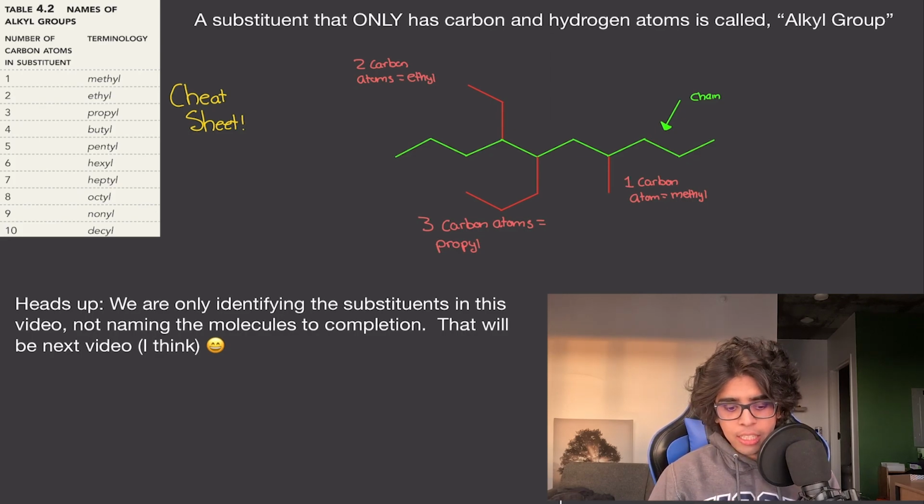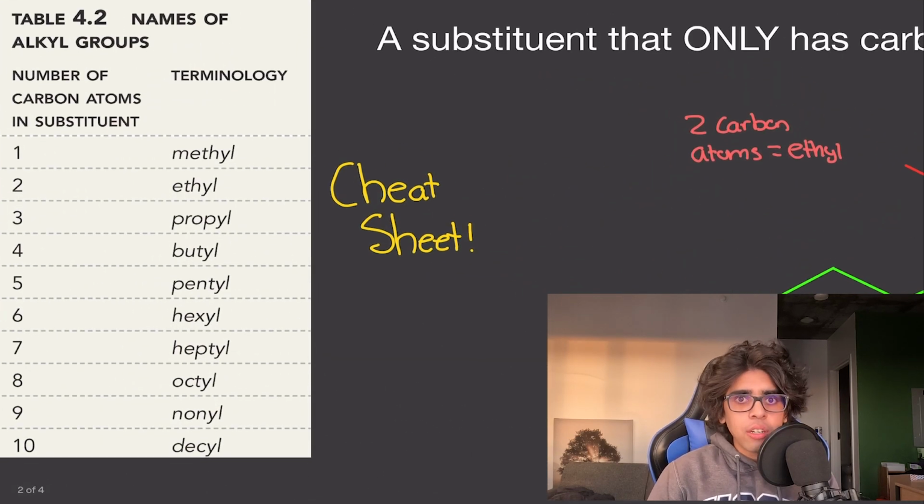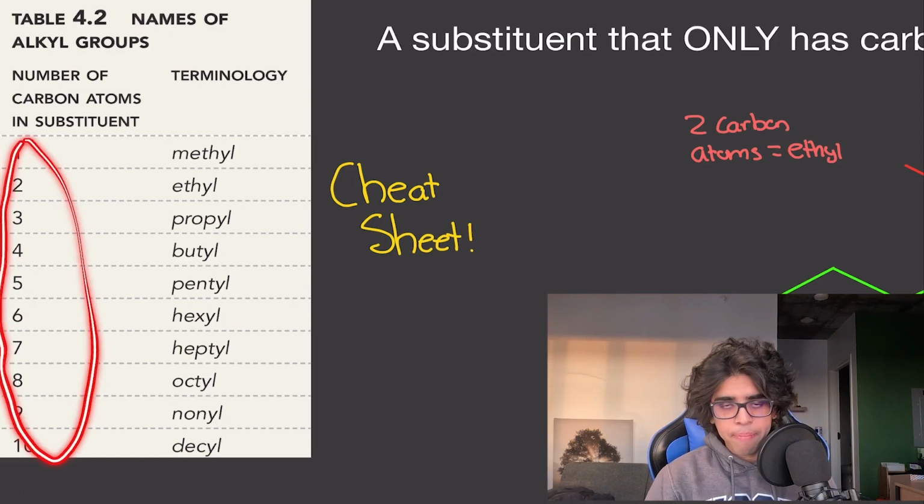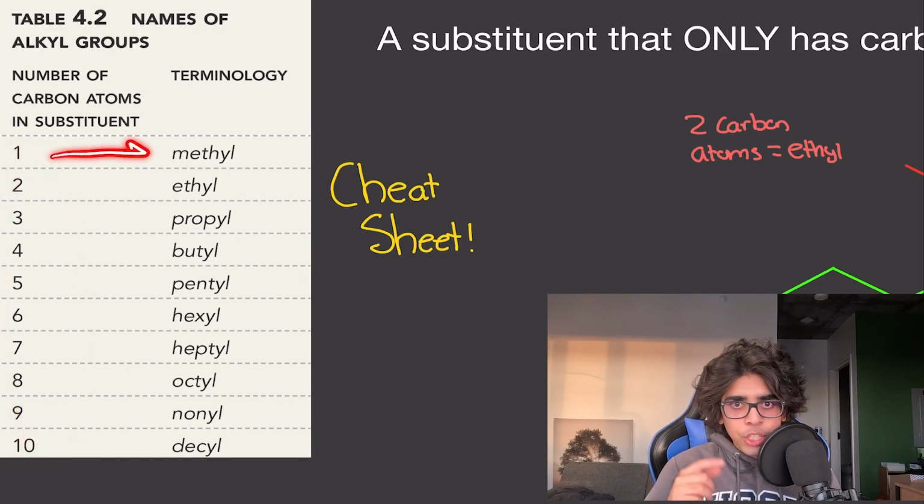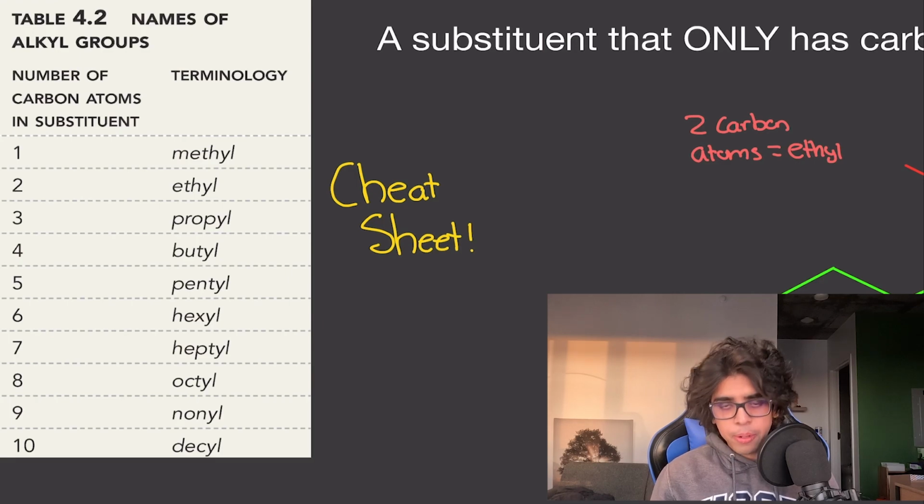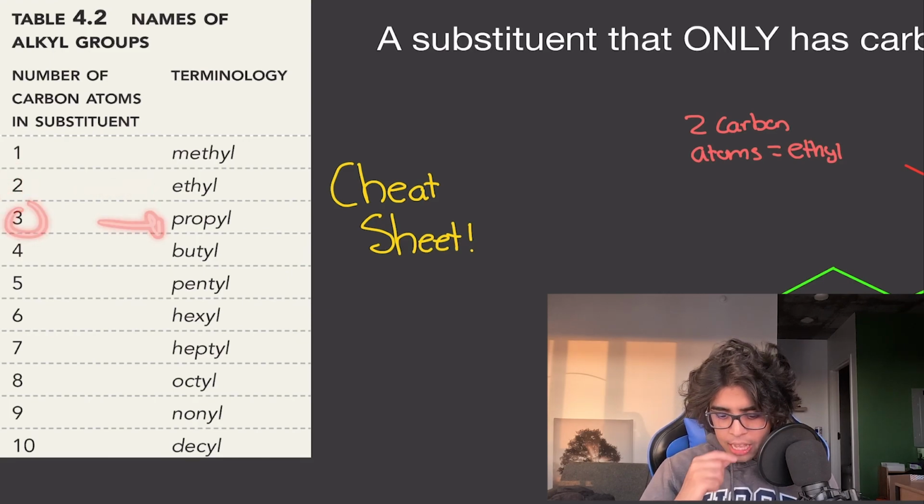On the left-hand side is a little cheat sheet on how to name them. The only thing you need to know is the number of carbon atoms on the side chain represents the name of them. So for example, if the side chain itself only has one carbon atom, we call this a methyl group. If it has two carbon atoms, we call this an ethyl group. Three carbon atoms, then it's a propyl group, and so on. Let's do an example here.